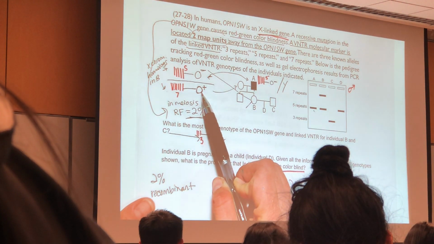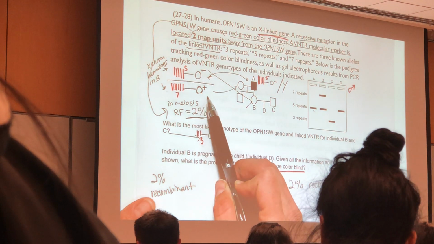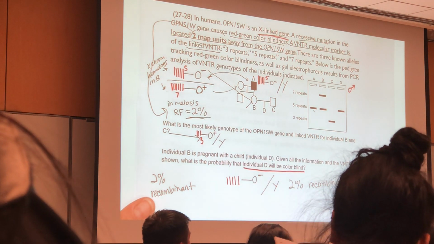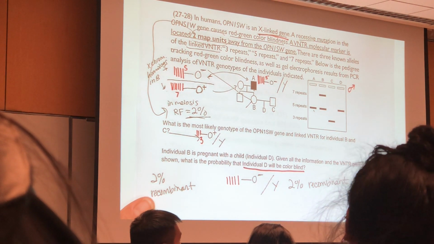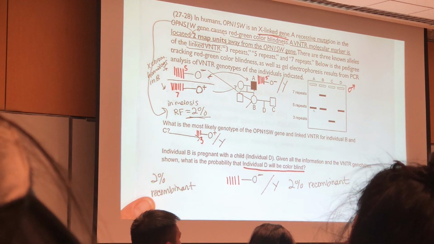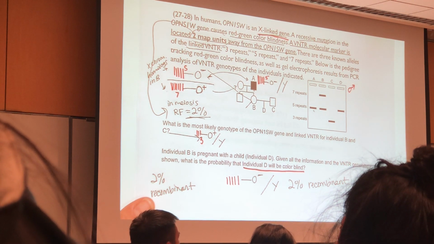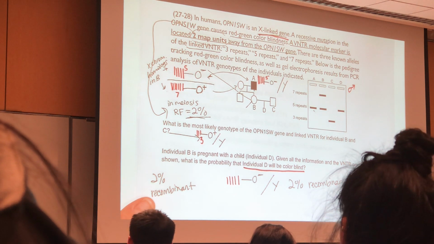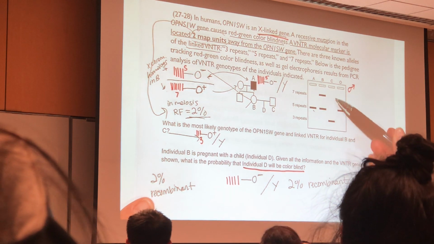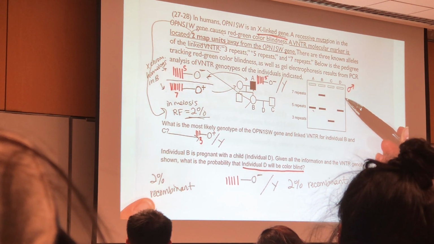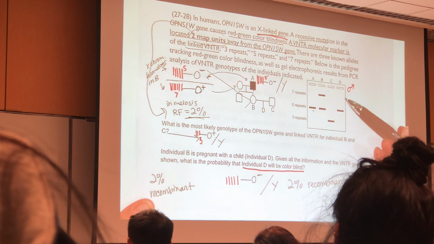Questions about that? Yeah. If the progeny was wild type, would they have a 2% chance of being colorblind? So the question is, if he had a 7 repeat, if D had 7 repeats, right? And I said, what's the probability of them being colorblind? It'd be 2%.